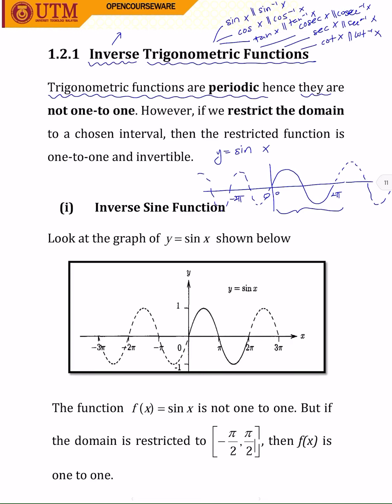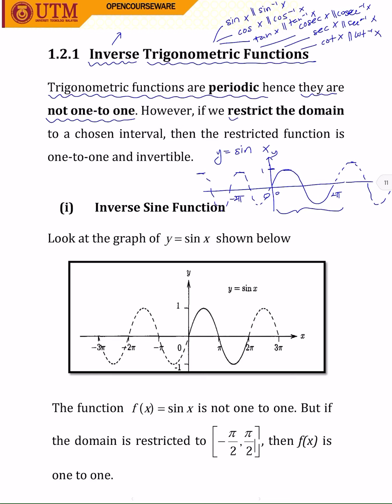And they are not one-to-one functions. Why is it not a one-to-one function? For example, if you have one value of y here, 1, basically it can be more than one value of x. So here, here, here, here. So we can have more than one value for x. So that's why we can say it is not a one-to-one function.